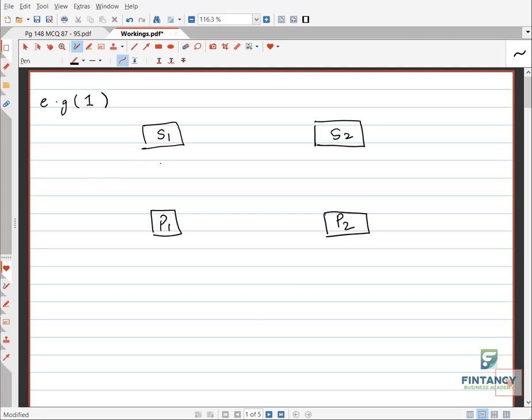Now see, service departments will give services to production departments. So S1 will give some service to P1 and P2. Similarly, S2 will give some service to P1 and P2. You can say maybe S1 is the IT department, and S2 is the HR department. P1 is maybe the assembly department, and P2 is the finishing department. Getting it?